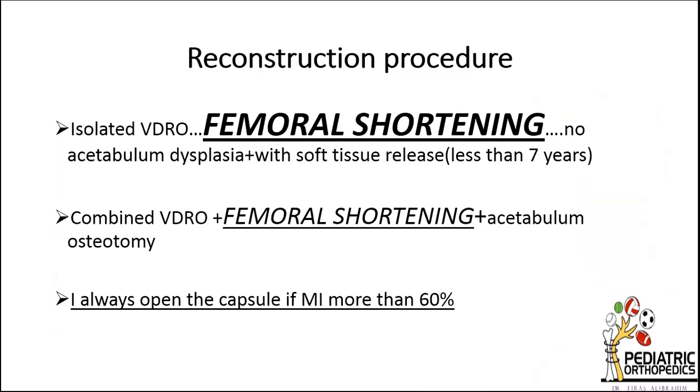For reconstruction procedure, we can do either isolated varus derotation osteotomy with femoral shortening, especially in patients less than 7 years, and if there is no acetabulum dysplasia, combined with soft tissue release, or do combined varus derotation osteotomy with femoral shortening and acetabulum osteotomy if there is concomitant acetabulum dysplasia. And we open the capsule if migration index is more than 60%.